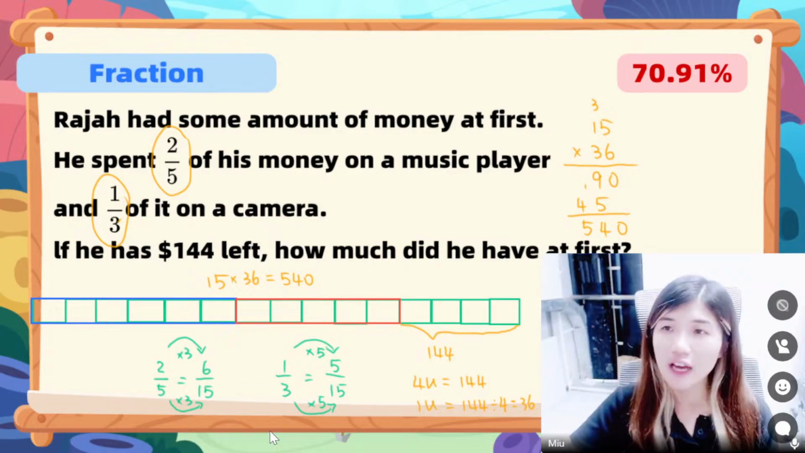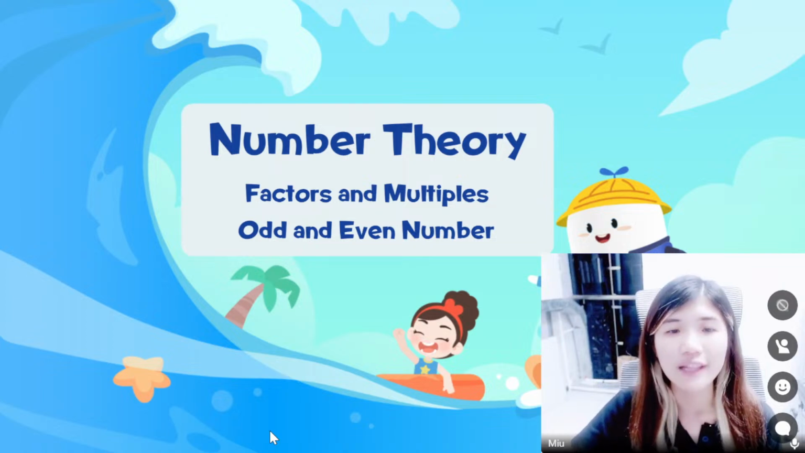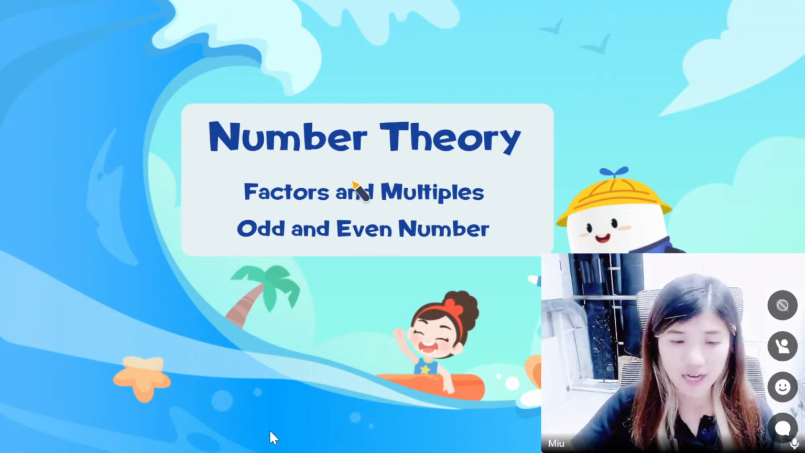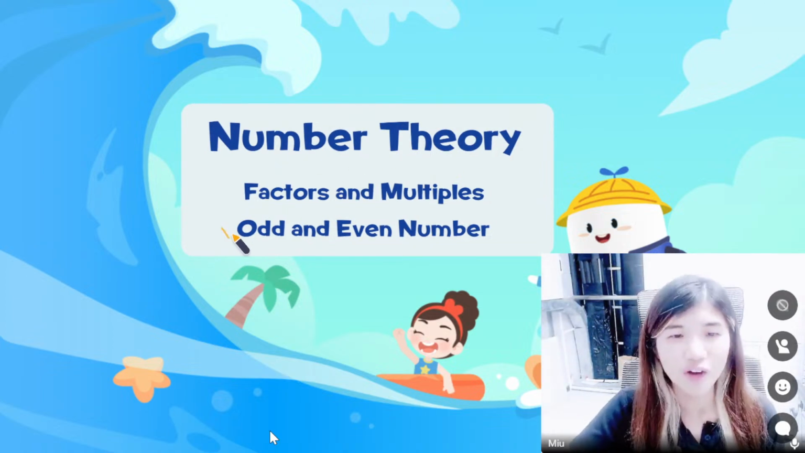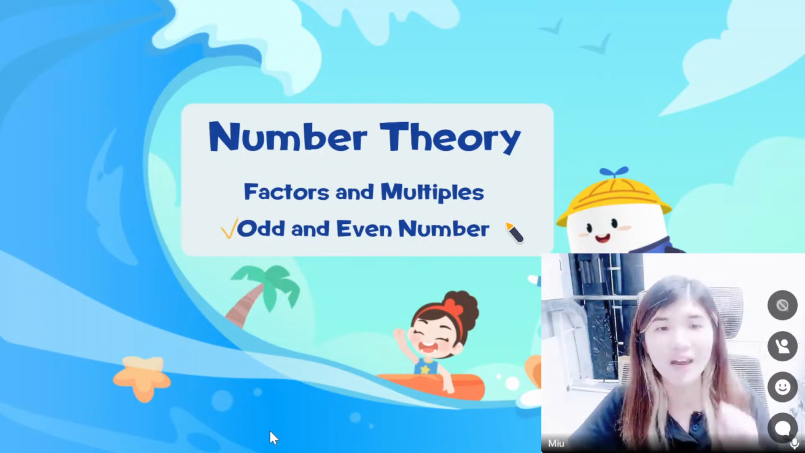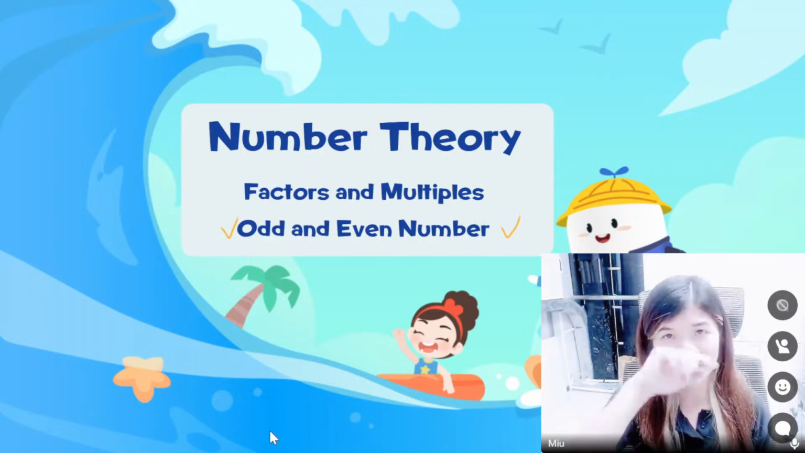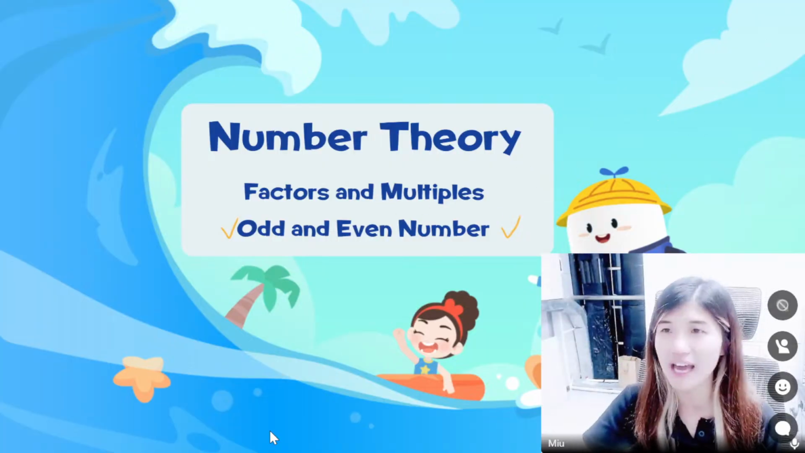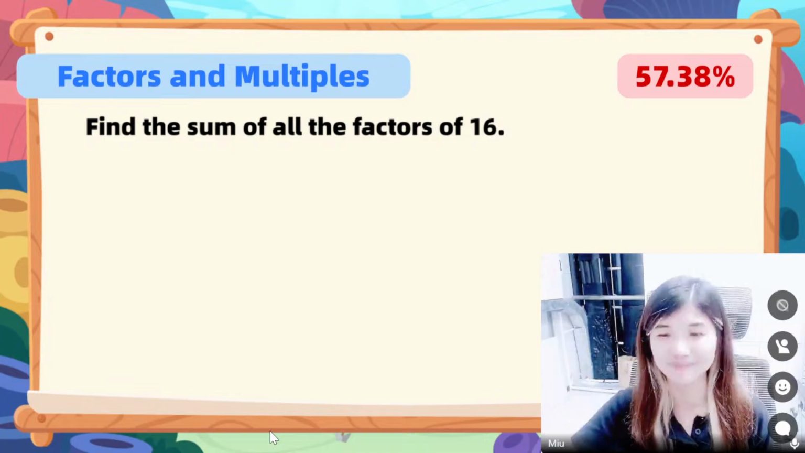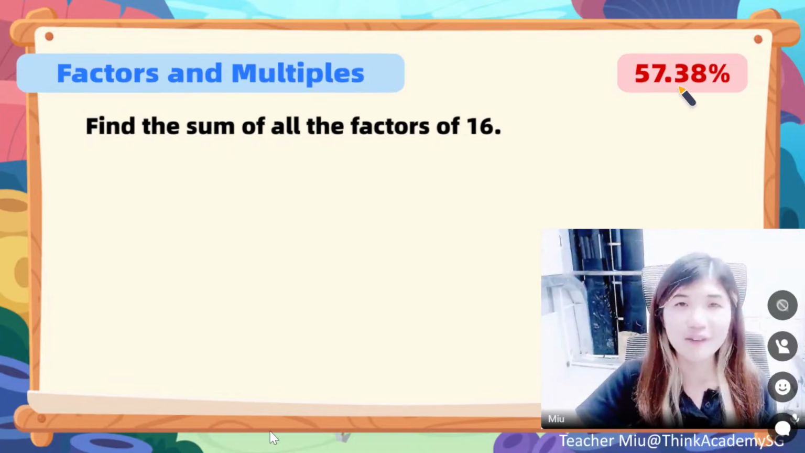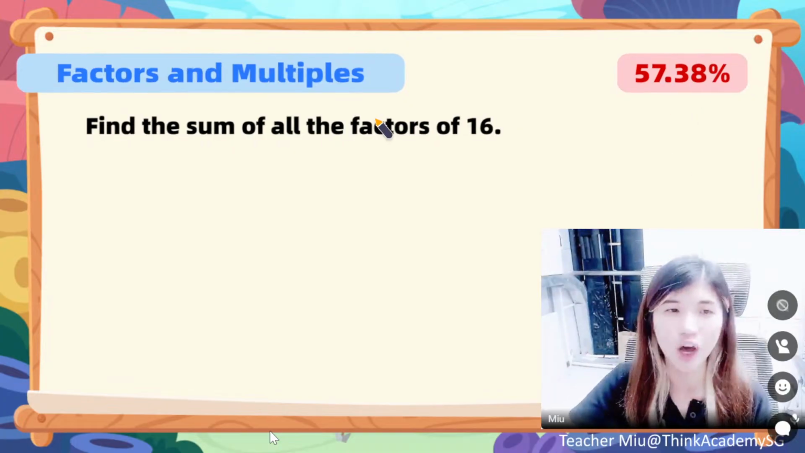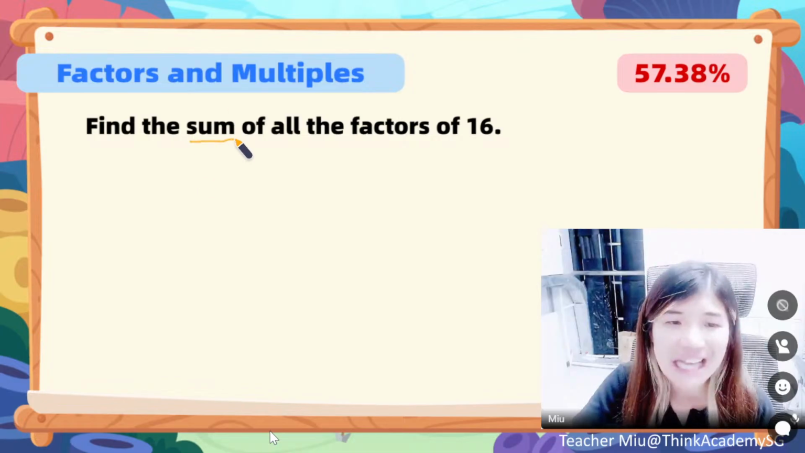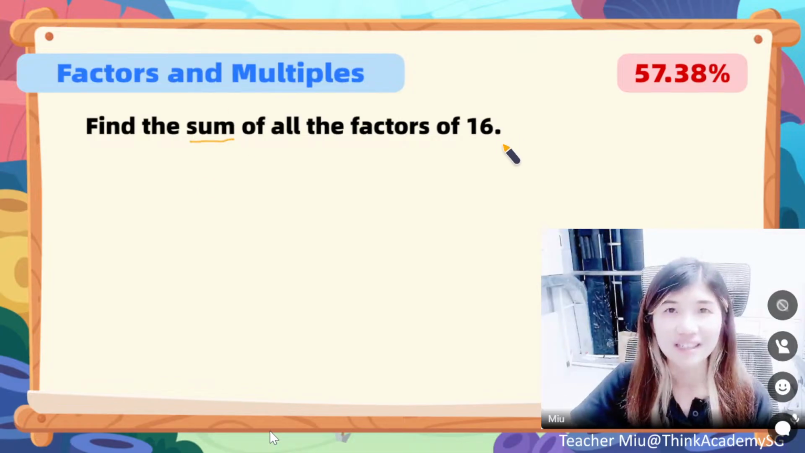After the fraction, we also talk about number theory. For number theory, most of you are getting it correct on the odd and even numbers. It is not very difficult for you. That's a very good one. But for factors and multiples, we have several questions that most of you did wrong, like 57% on this question. Find the sum of all the factors of 16.